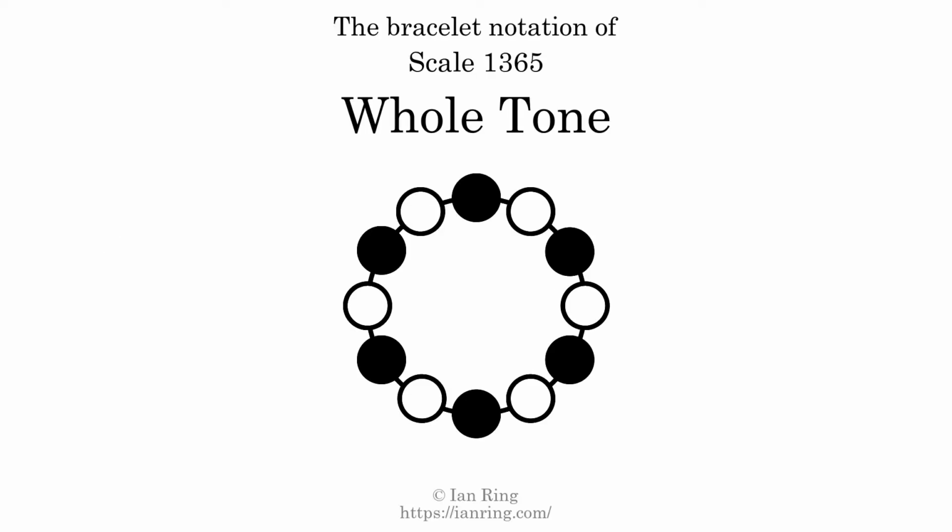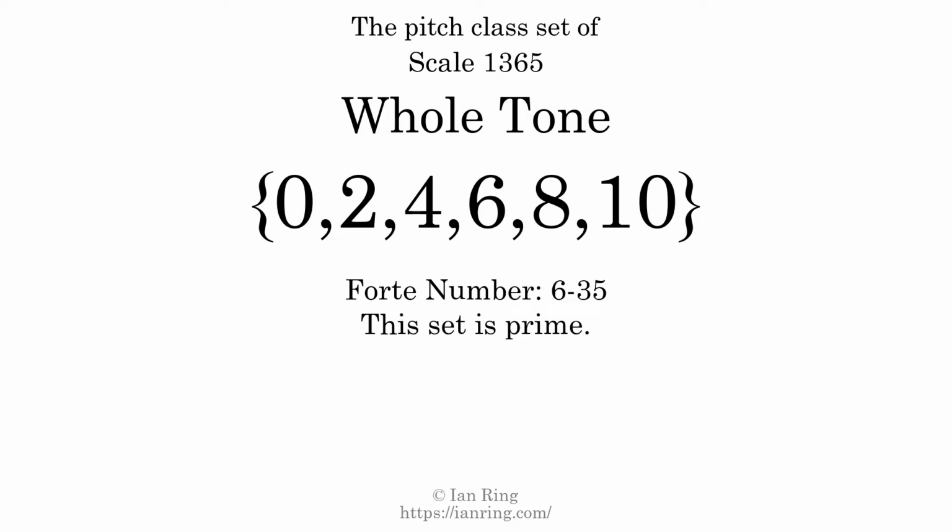This is a bracelet notation diagram of scale 1365. The shaded circles represent tones that appear in the scale, and they are read clockwise, starting at the top. The pitch class set for this scale is 0, 2, 4, 6, 8, 10. The forte class is 6-35.